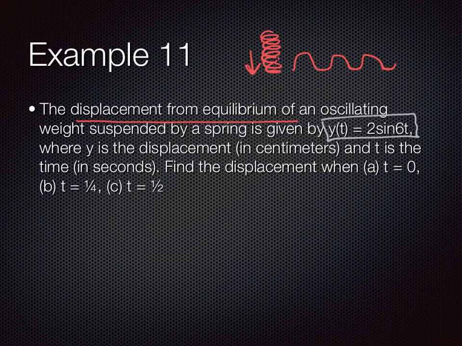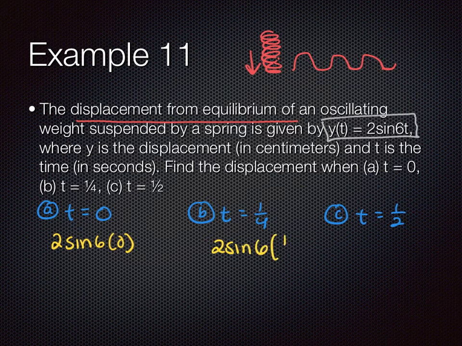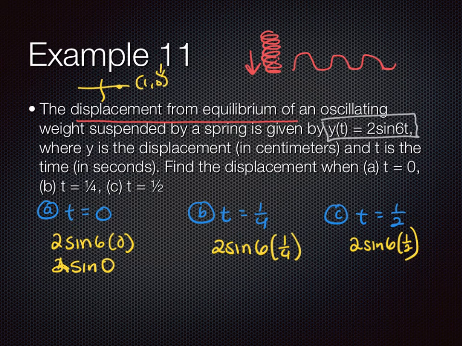And then it gives you the 3 different points it wants to know, which is when t is 0, when t is 1/4, and when t is 1/2. So all we have to do is take those t values and plug them in. 2 sine 6 times 0, 2 sine 6 times 1/4, and 2 sine 6 times 1/2. So this is 2 times the sine of 0, sine of 0, this is 1, 0, so the sine is 0. 2 times 0 is 0, which makes sense. If we haven't pulled that spring at all, there should be no displacement.